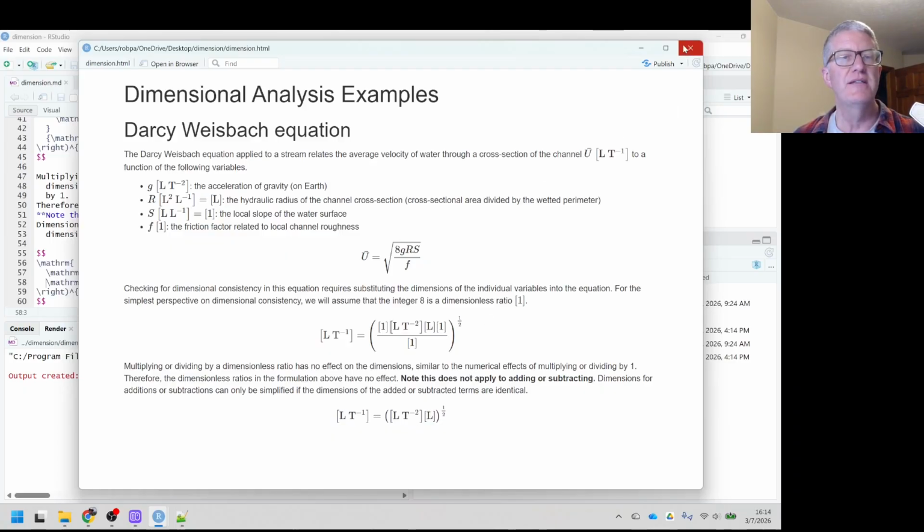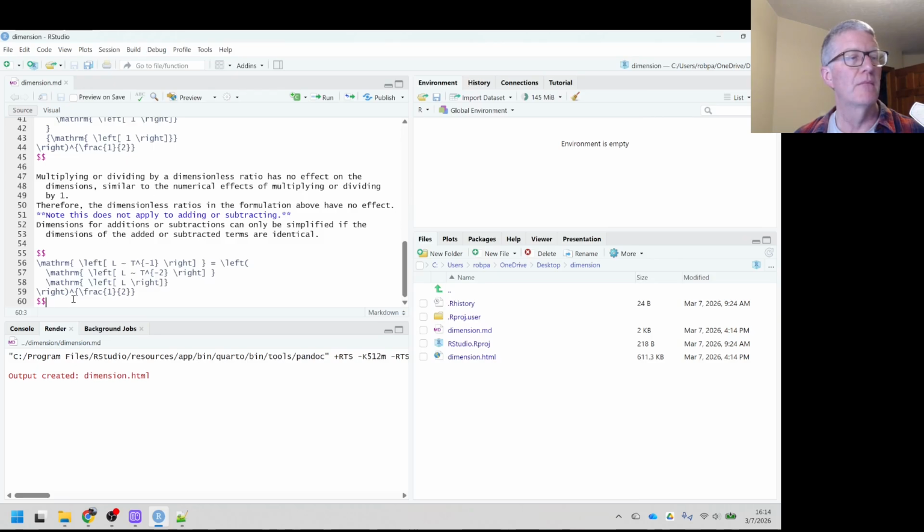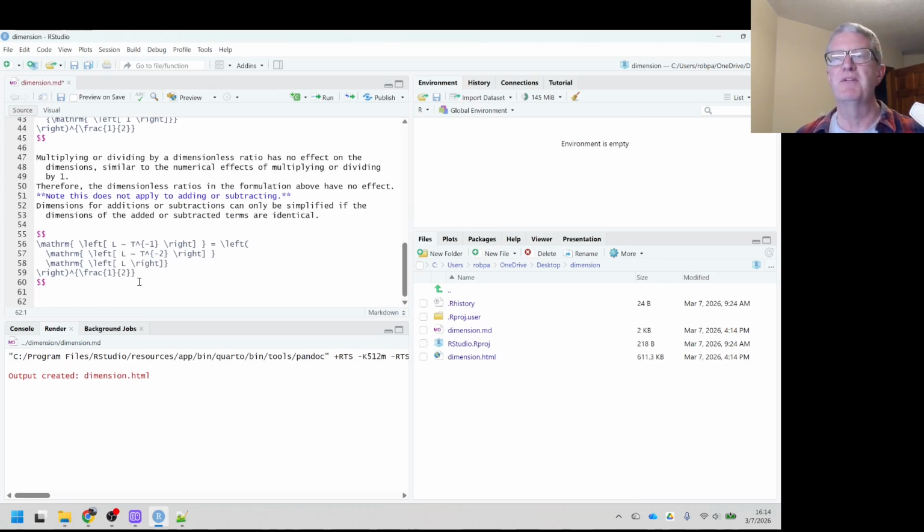Okay, so the next step is a little bit more simplification. And again, I have a little bit of text here. I'm not going to type it in, I'm just going to copy and paste.